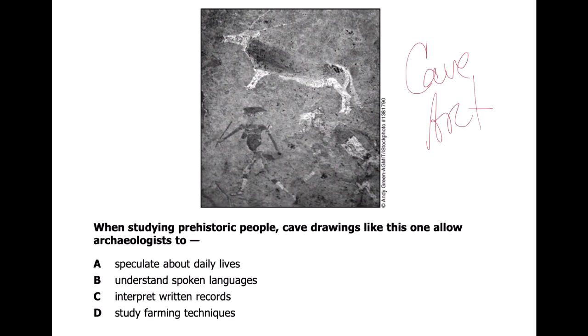So this brings up something a little bit different. Whenever I see a graphic or a chart, I look at the chart first rather than the answer choices. So right off the bat, I know that's cave art. So when studying prehistoric people, cave drawings like this allow archaeologists to do what? To speculate about their daily lives. That's how we learn about them, because remember, they don't have a written language. That picture doesn't help you understand any spoken languages. It doesn't help you interpret written records, and there's no farming techniques. So it's a pretty easy answer if you look at it. Take the time.